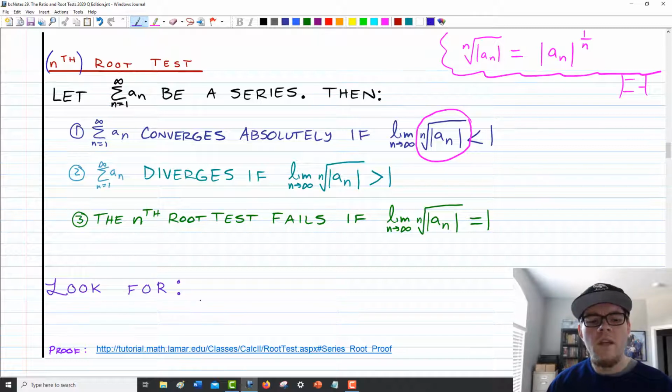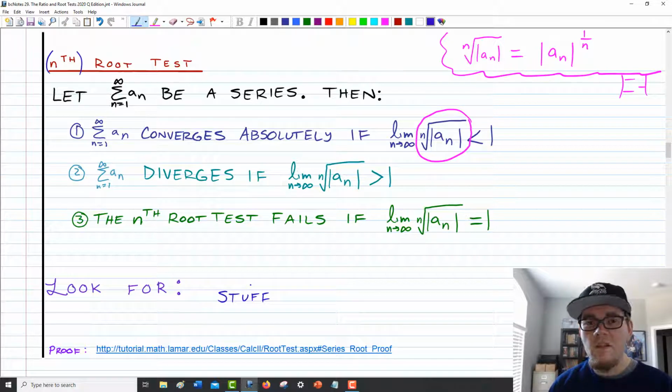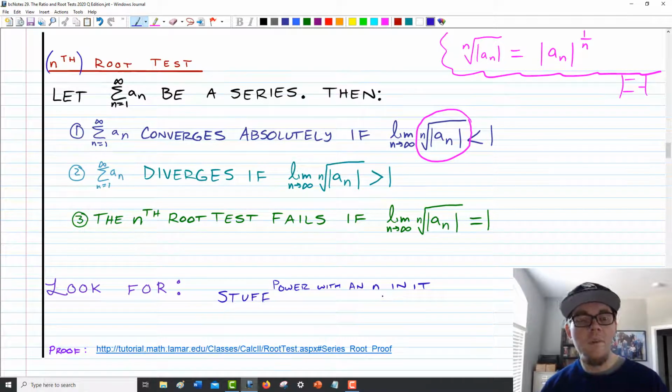Just like previous ones, it's worth pointing out what to look for to determine that you want to use this test. And I'm going to make sure that I state this correctly. Basically, when I see a series that requires the root test, or the nth root test, I look for any sort of stuff. It doesn't matter what that stuff is. And then in that power, I want to see a power with an n in it. So basically, you're going to be looking for things that have variable exponents, in particular exponents that depend on the variable n. And that's going to be what clues us in to the need for the root test. So it's a very narrow subset of problems.